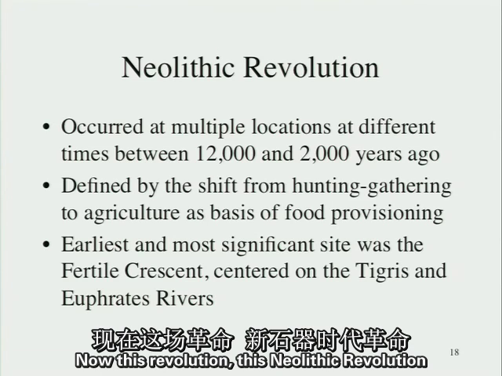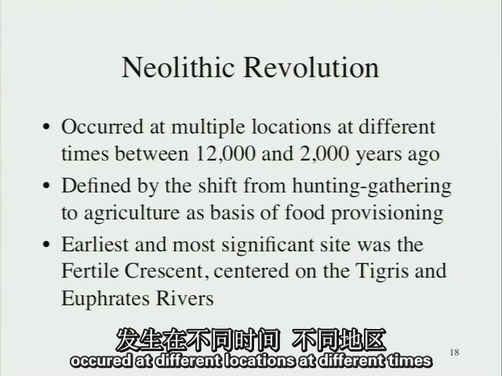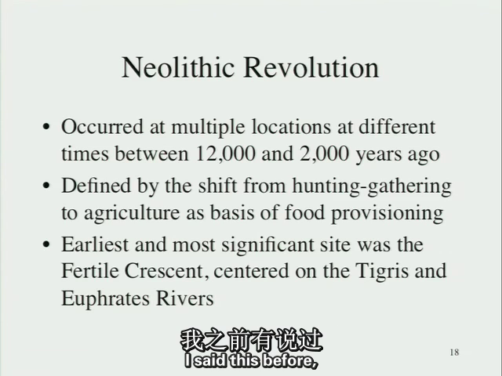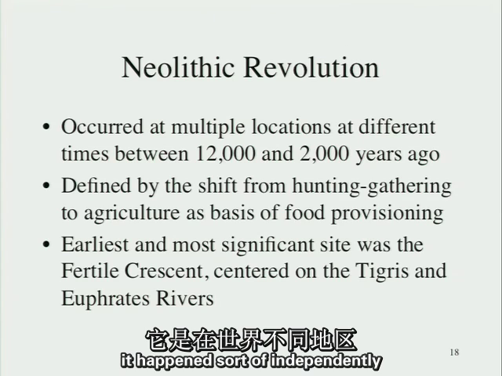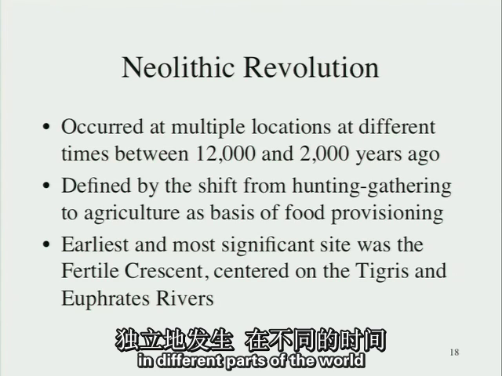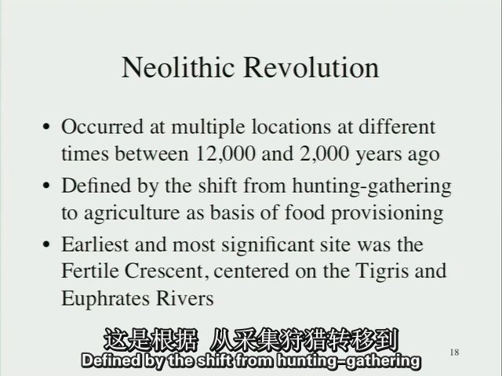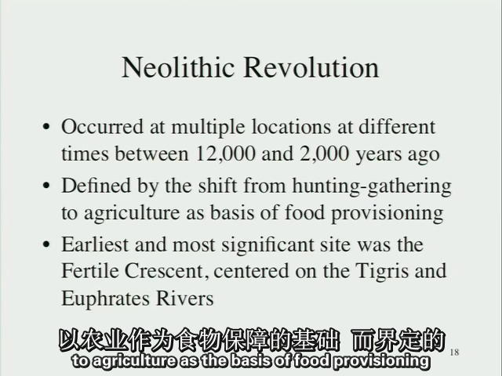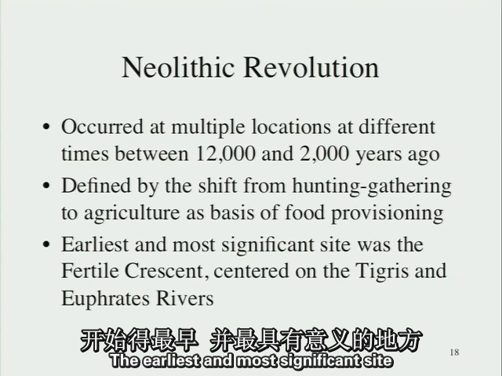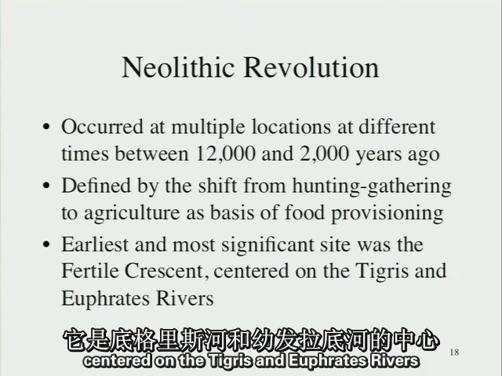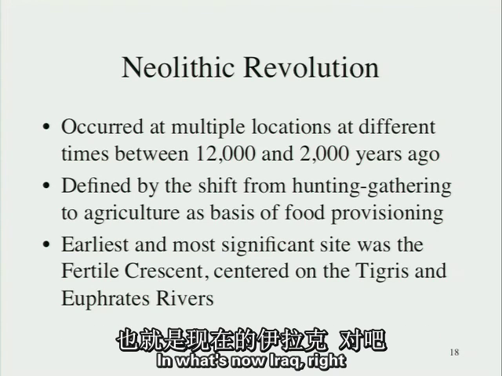Now, this revolution, this Neolithic revolution, occurred at different locations at different times. I've said this before. It happened sort of independently in different parts of the world at different times. 12,000 years ago to 2,000 years ago, defined by the shift from hunting and gathering to agriculture as the basis of food provisioning. The earliest and most significant site was the Fertile Crescent, centered on the Tigris and Euphrates rivers in what's now Iraq, right?